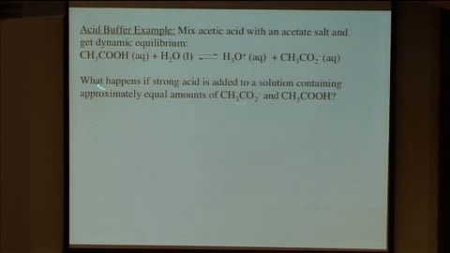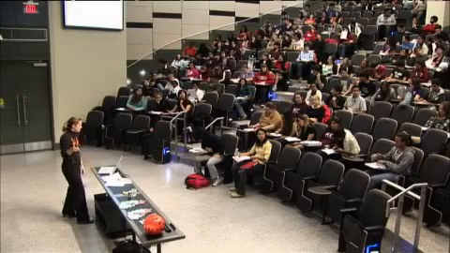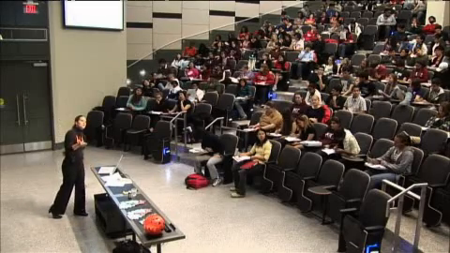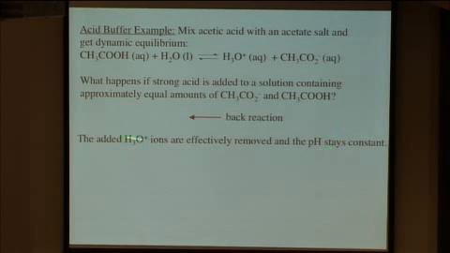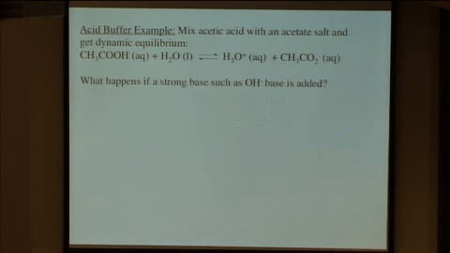What's going to happen if you add a strong amount of strong acid to this solution? If you add more H3O+, what direction will the reaction shift? You'll get this back reaction. It'll try to minimize that stress and move the other way. And it'll use up some of that acid and maintain the pH. So the amount of acid added is effectively removed and the pH stays the same.